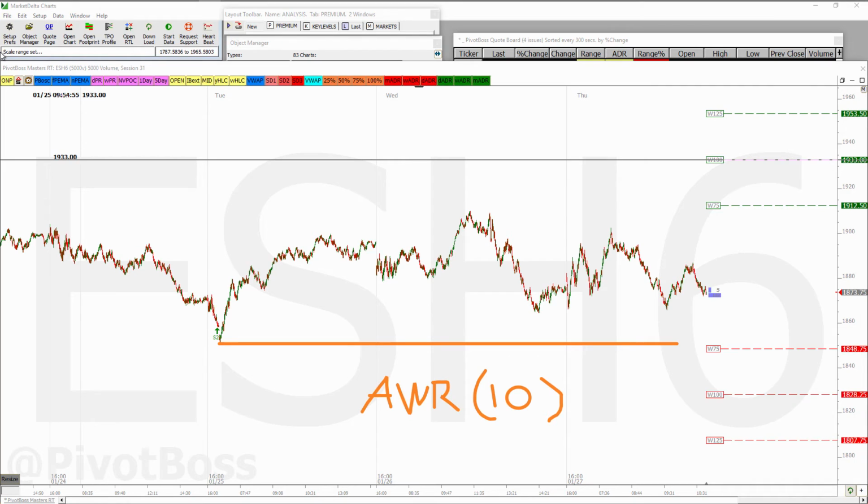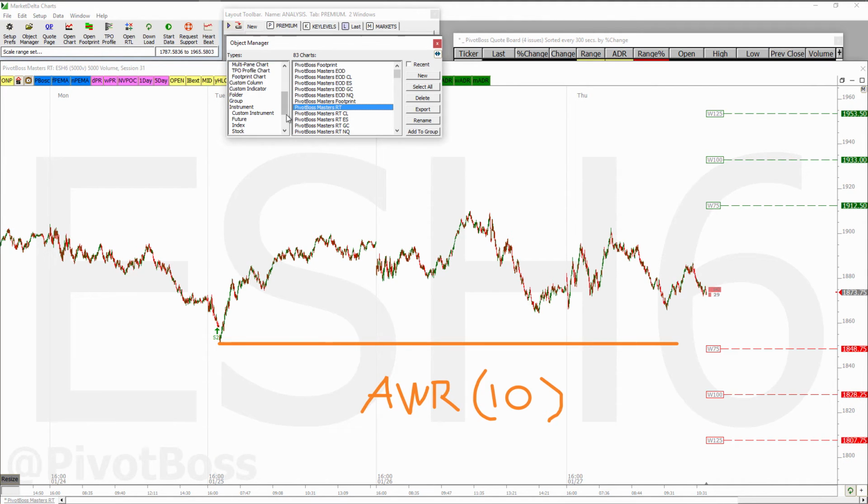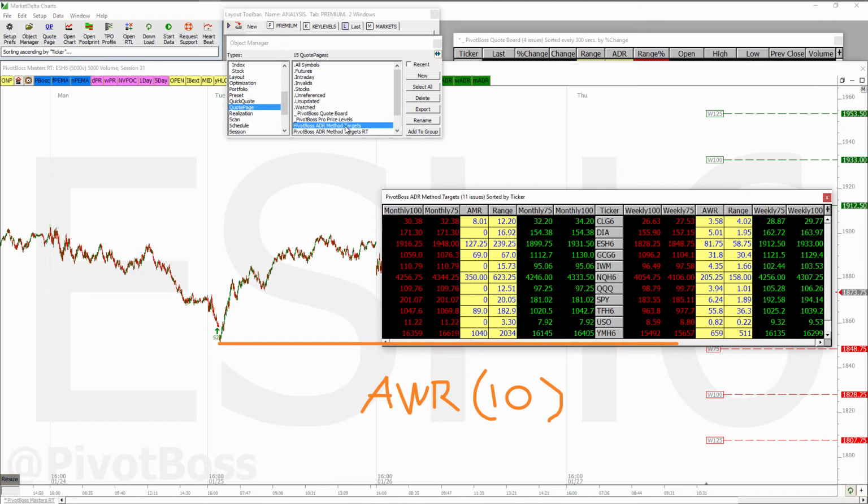Say the average weekly range is, I'll tell you exactly what it is. Let's bring up another quote board here. Let's bring up this one. So right now, the average weekly range, what are we looking at, the ES here? It's 81.75. 81.75 is the current average weekly range.